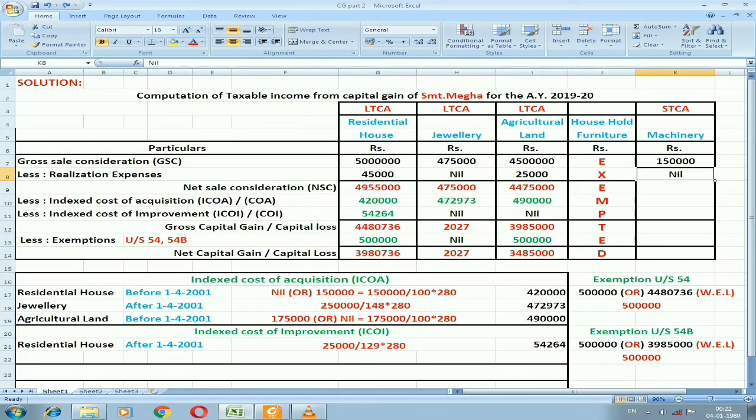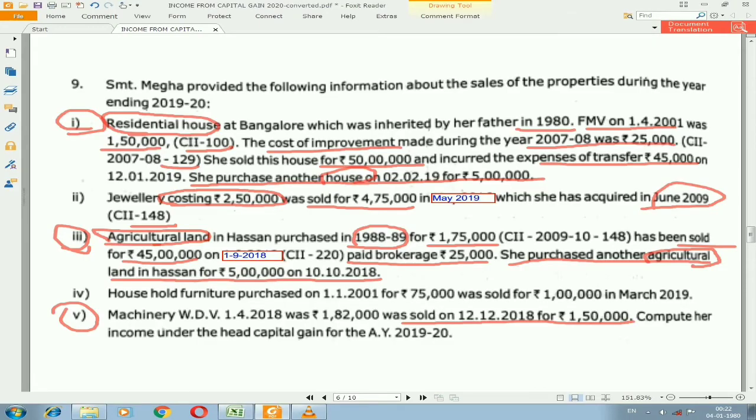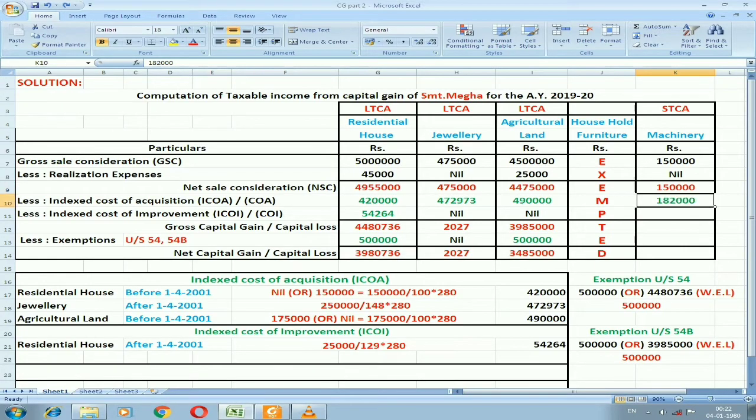1,50,000 will be the net sale consideration. Then I need to check index cost of acquisition, because it won't apply any index. If they have given WDV value, we need to take that only. If they have given both purchase cost as well as WDV value, take the WDV value only. So I need to take 1,82,000.